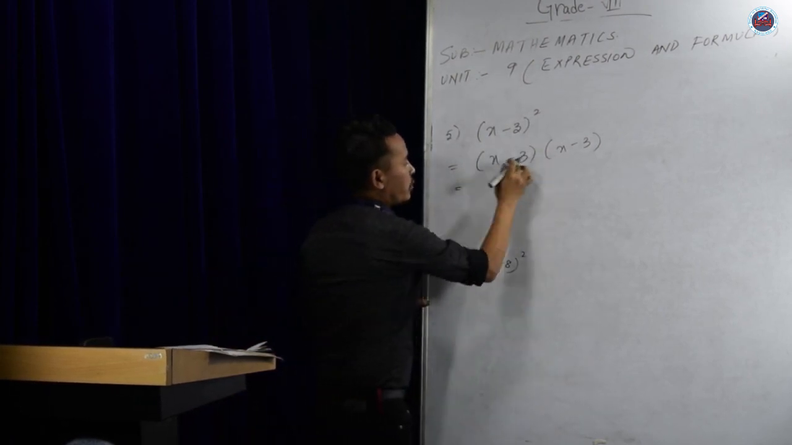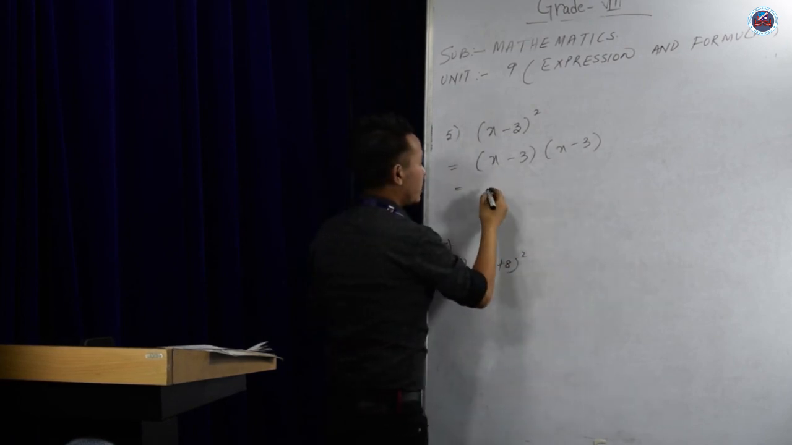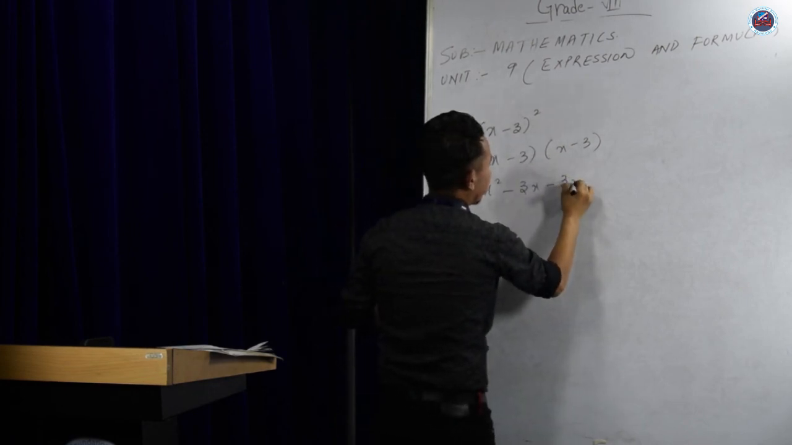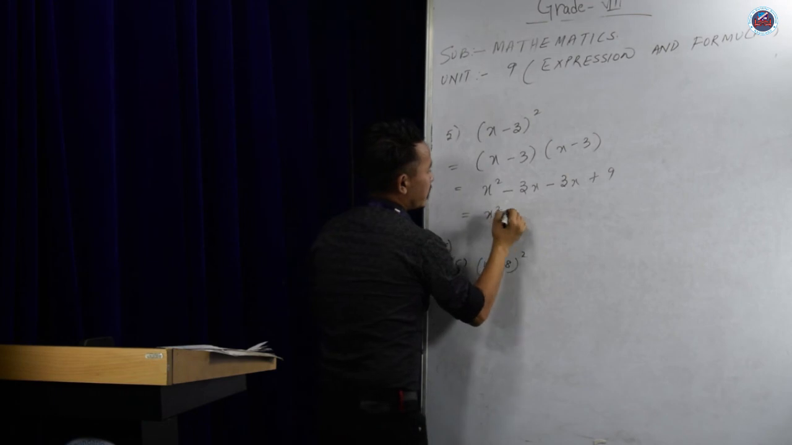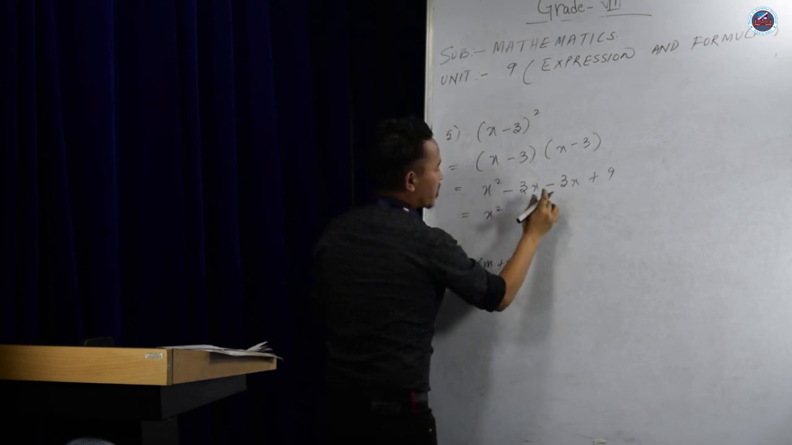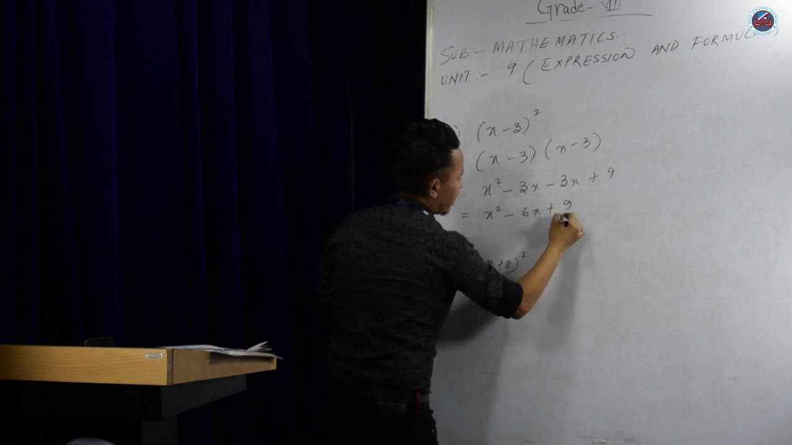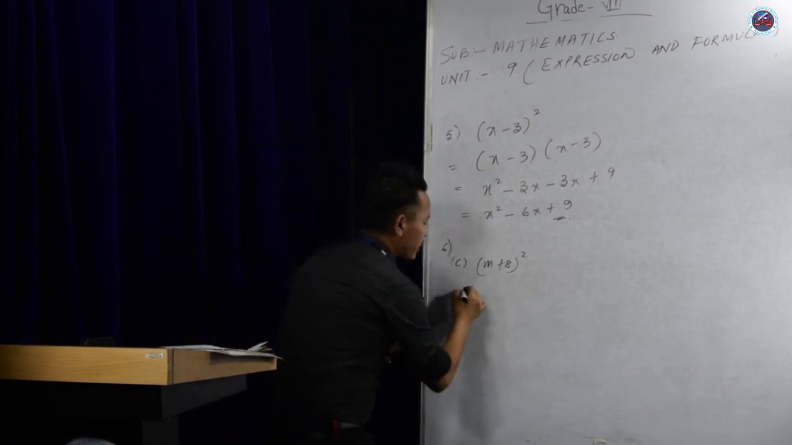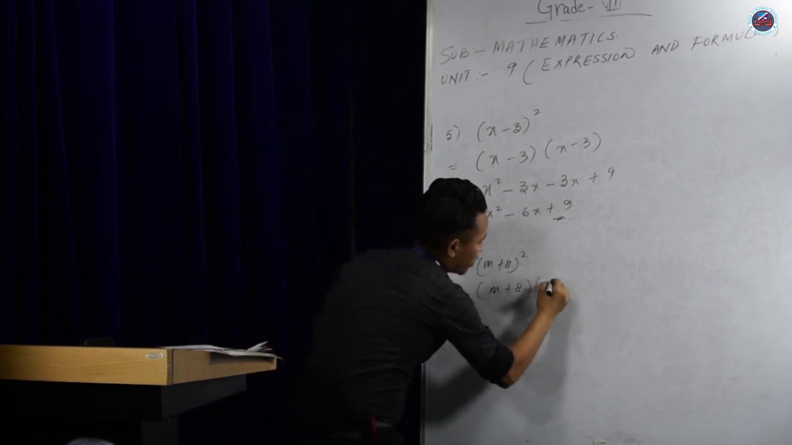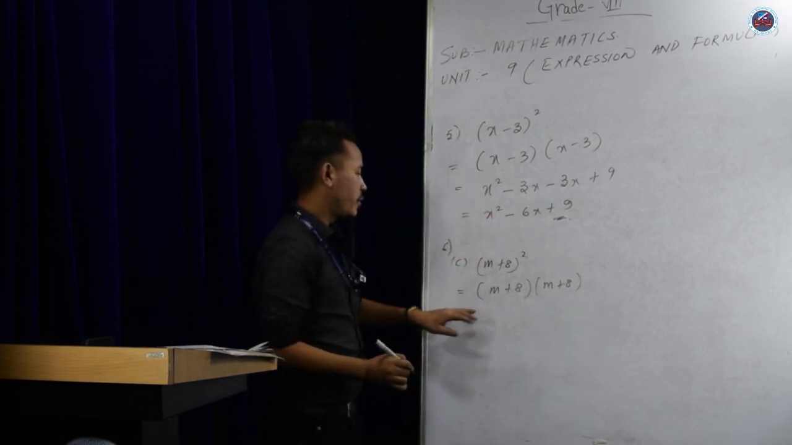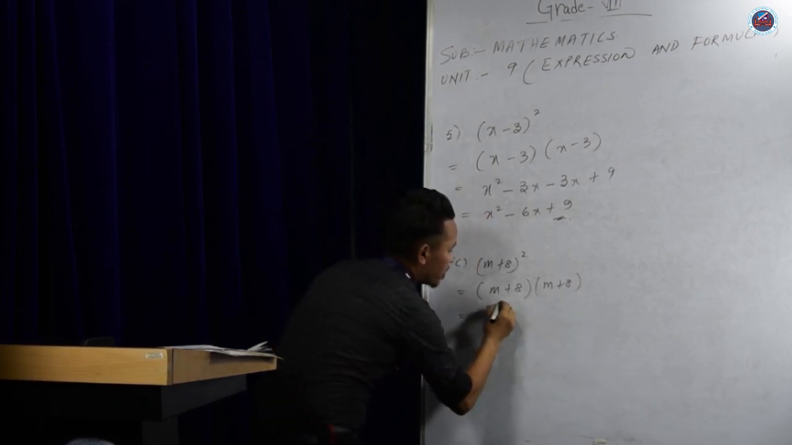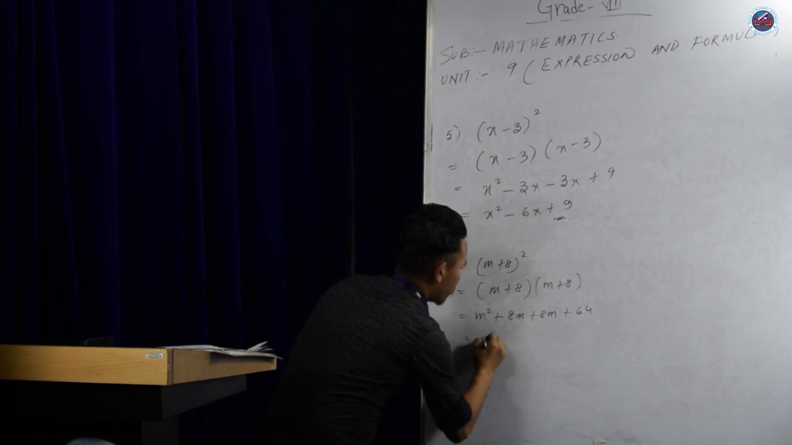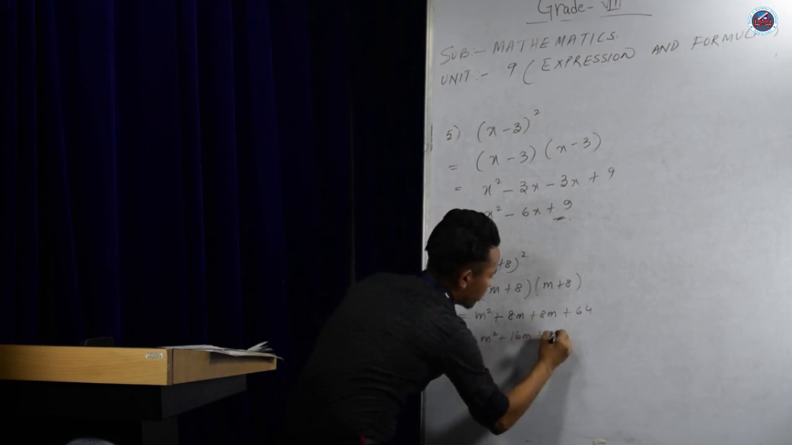We can do it the simple way as I have done in the earlier question. That is x squared minus 3x minus 3x plus 9. Minus 3 minus 3 gives us minus 6x plus 9. Now moving on to the next, we have m plus 8 the whole square. You can do it either way, m plus 8, m plus 8. Here we have m squared plus 8m plus 8m plus 64. m squared plus 16m plus 64.